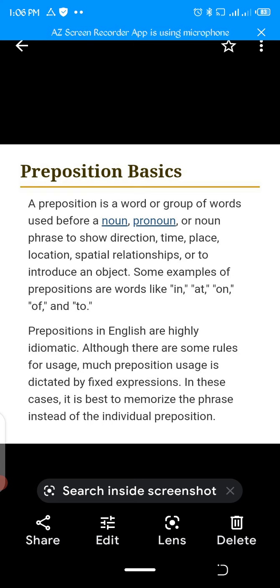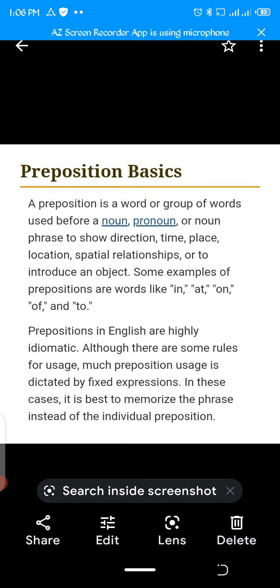When you're talking about prepositions, a preposition is a word or group of words used before a noun or pronoun or noun phrase to show direction, time, place, location, and spatial relationship, or to introduce an object as well. I believe you understand the difference between a noun and a pronoun. A noun is a naming word, basically a naming word, and pronouns are a group of words that are used to replace a noun in a sentence.